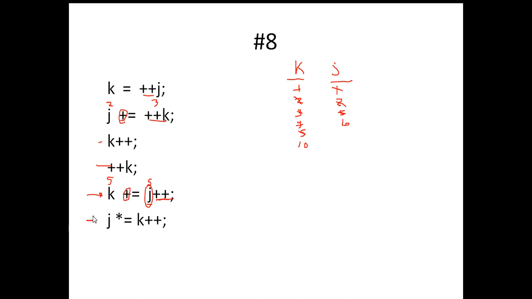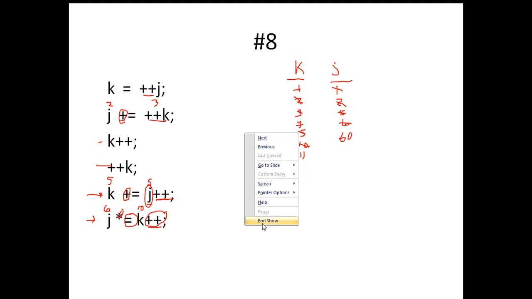The next line is we're going to take J, which is right now 6, and multiply it times K. K says increment after using K. So K is 10. We multiply first, get 60, and assign that to J. Now that we've multiplied and assigned, we can increment K, because it's the last thing it says to do. So K is now 11. And we're done with number 8.